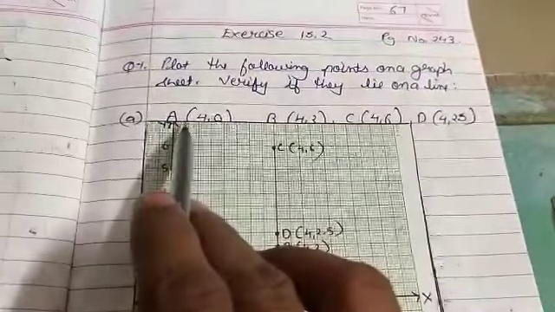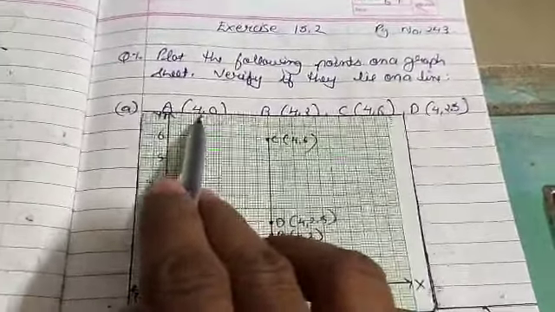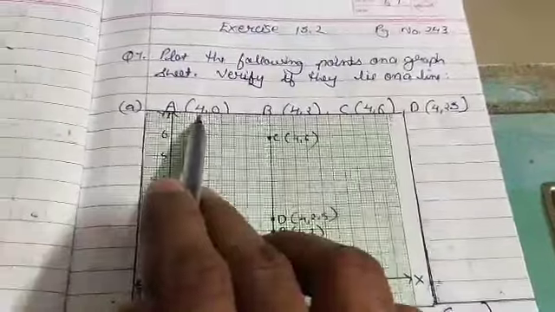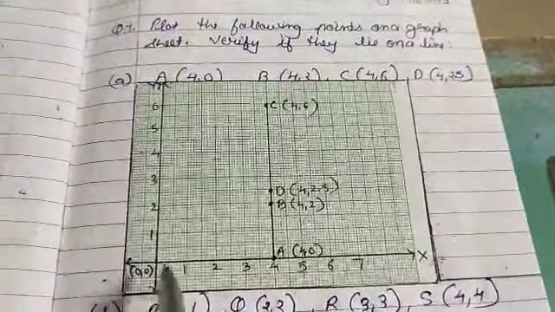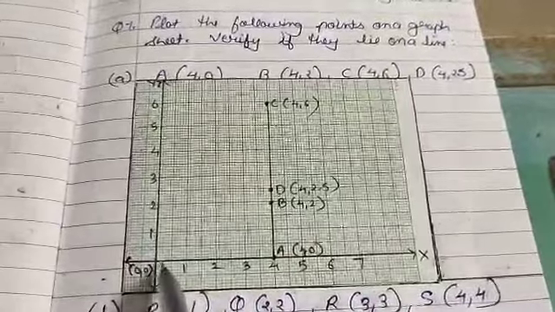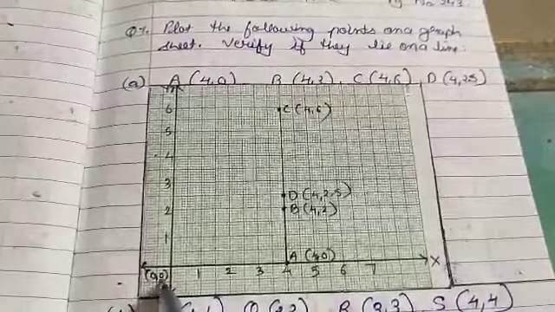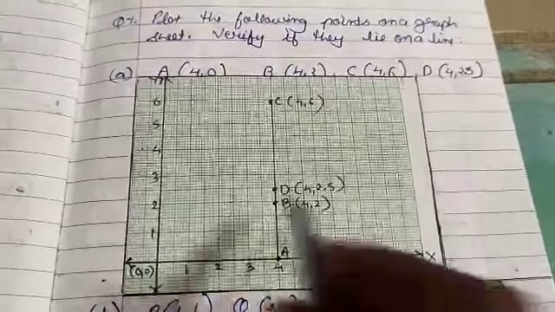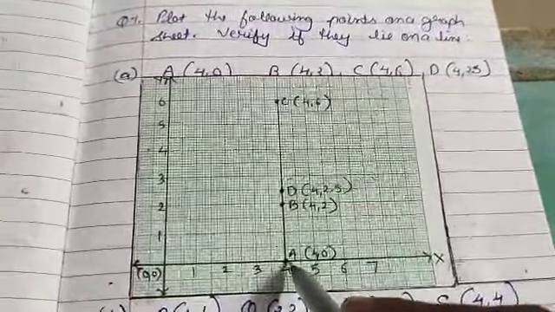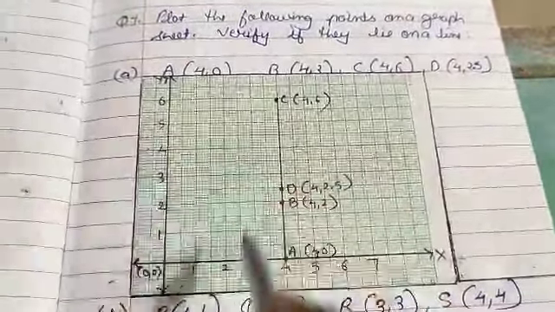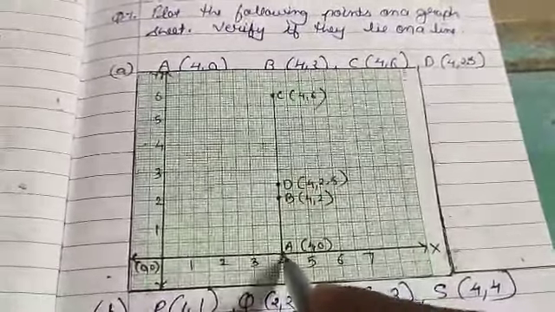The first is point A, that is (4, 0). This is the value of x-axis. You have to draw a line like this, vertical and horizontal, both meeting at the origin (0, 0), that is the value of x is 0 and y is 0. Here you have to write x-axis and y-axis. The first value of A is (4, 0), that is the value of x is 4, and 0 means not to move anywhere. The first point will come over here.